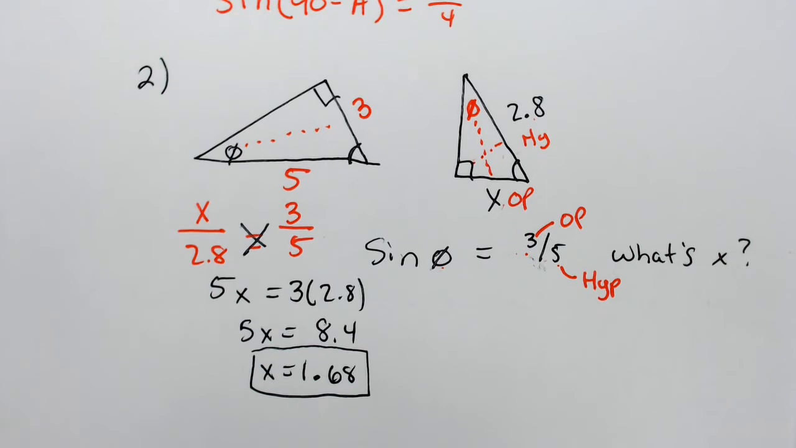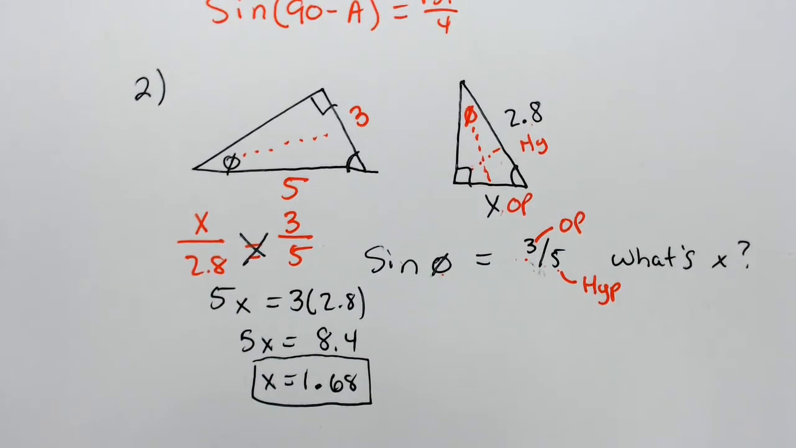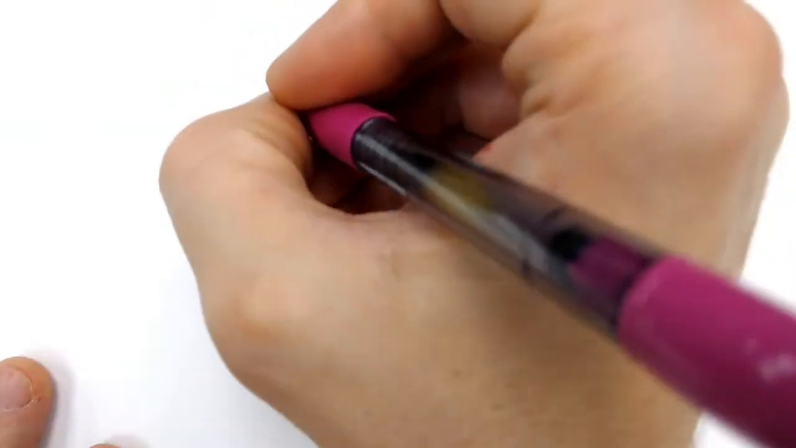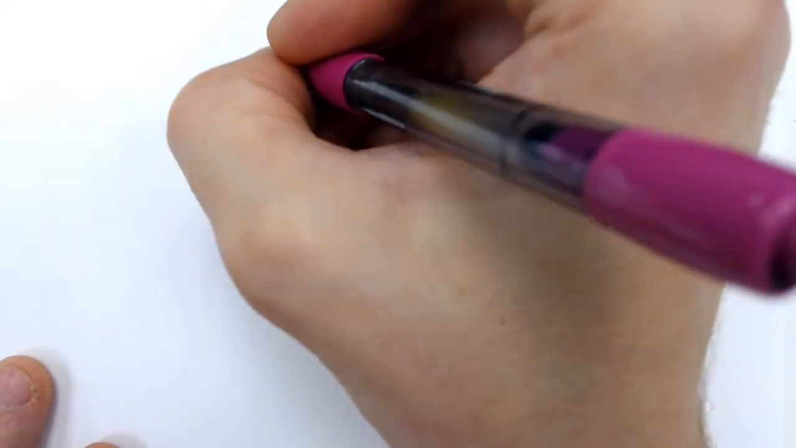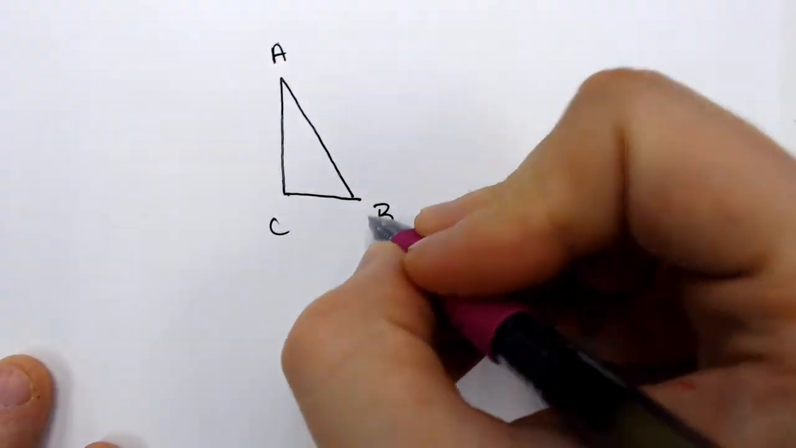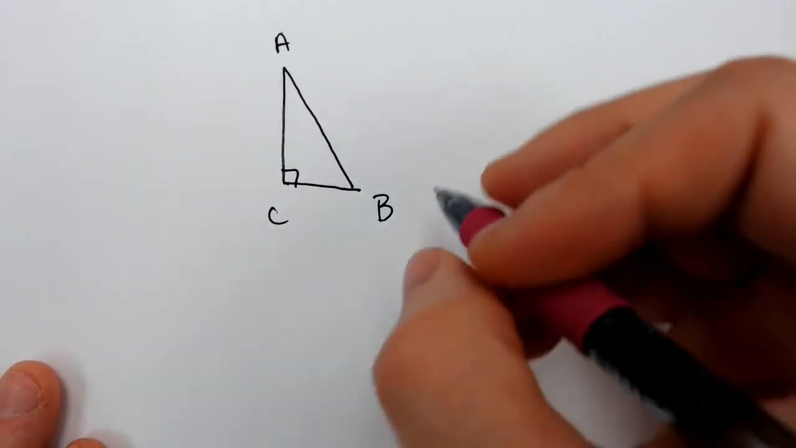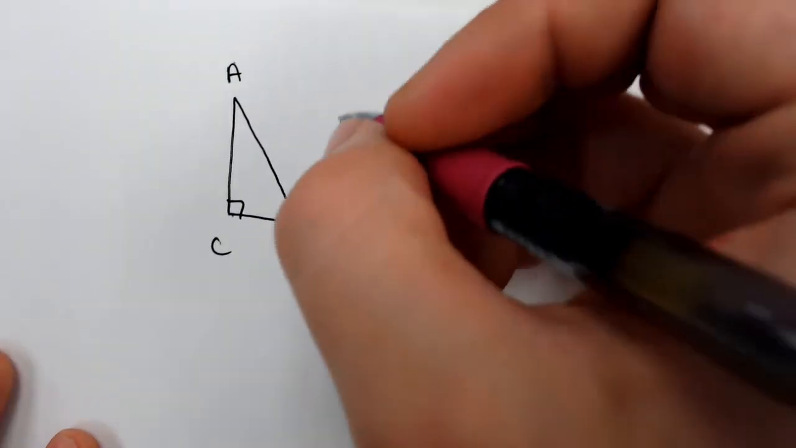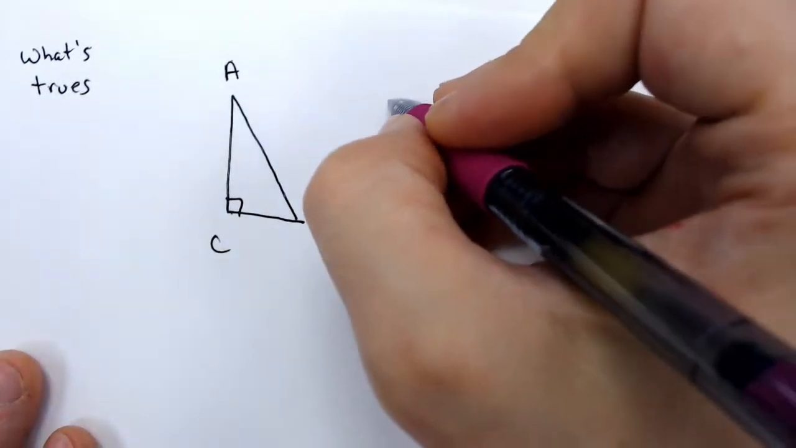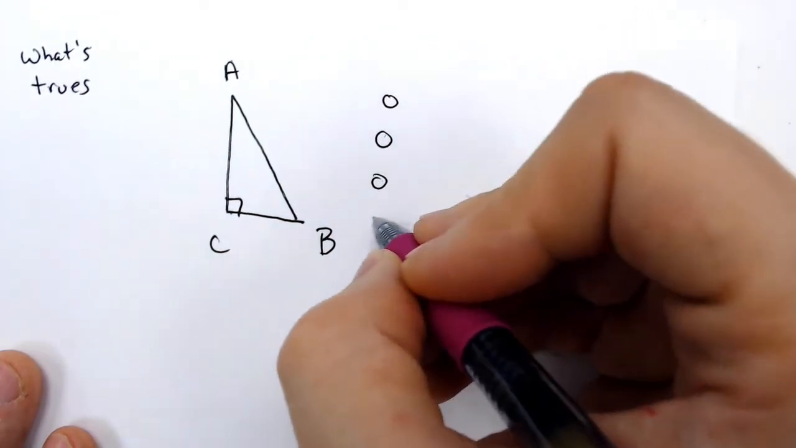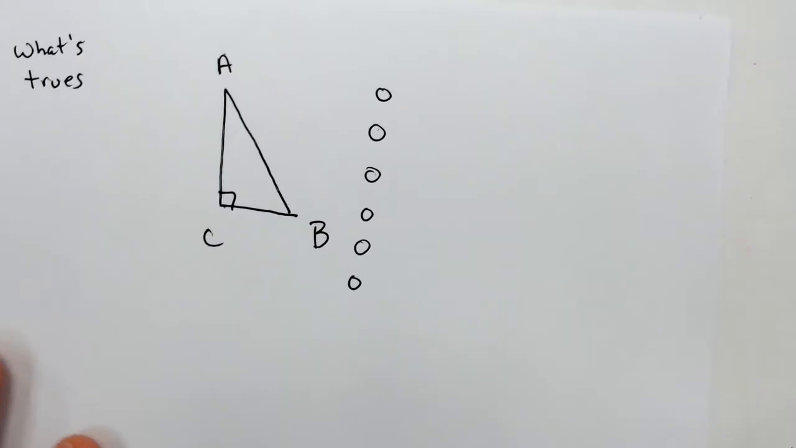Let's do a different version of some sort of problems like this. So let's say that I have a triangle ACB, and it's a right triangle. And we want to know, select all that apply. What is true? That's the main question. What's true? And we're going to select all that apply. FSAs love select all that apply. And there's a lot of options.